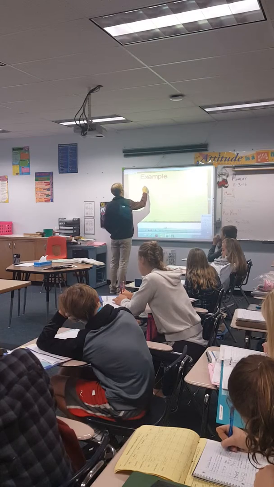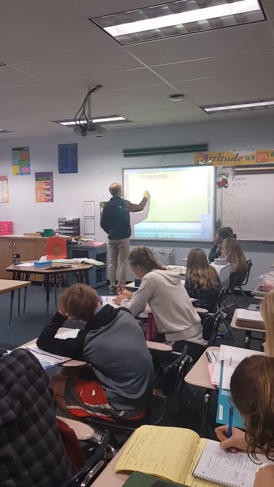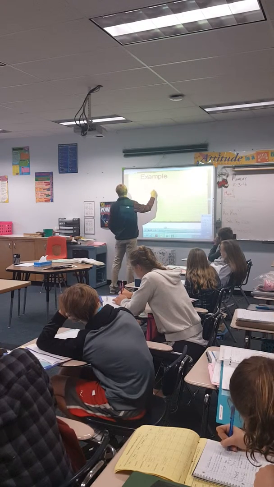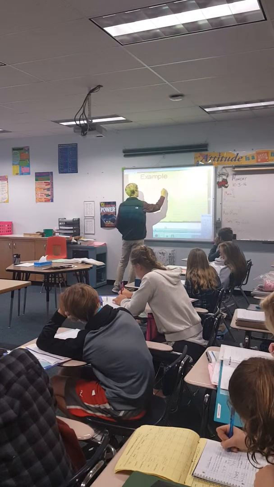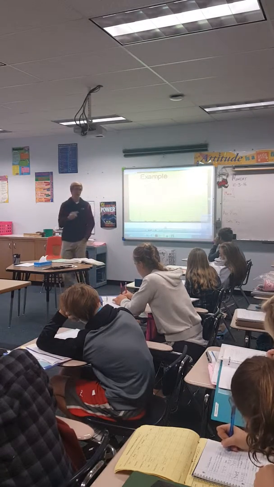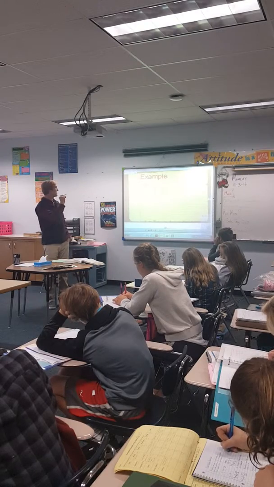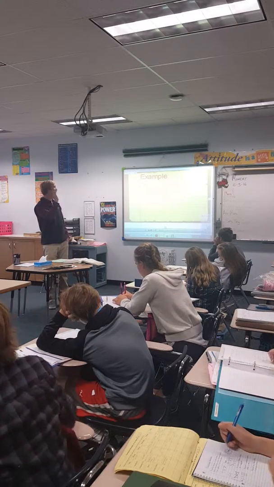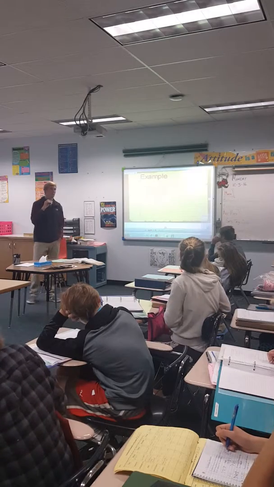If I have 9/15 divided by 1/2, 20 seconds with your table partner. What is this? What is it going to turn into? What's it going to look like? And then what's it going to simplify to? Ready, set, go.